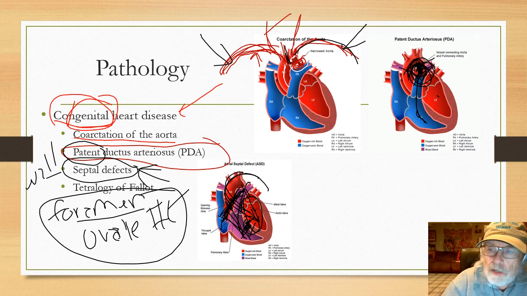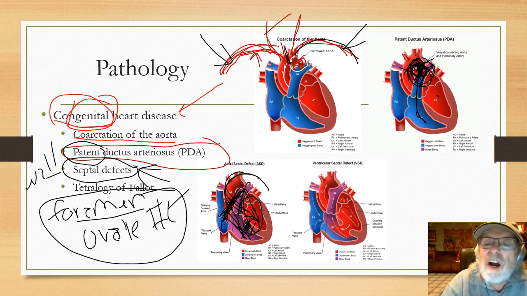The last thing I could talk about here in congenital, and here's a ventricular septal defect. See, here's the left ventricle right here. Here's the right ventricle right here. See, there's a hole right there. So blood, higher pressure on the left side, goes into the right side. And that's abnormal.